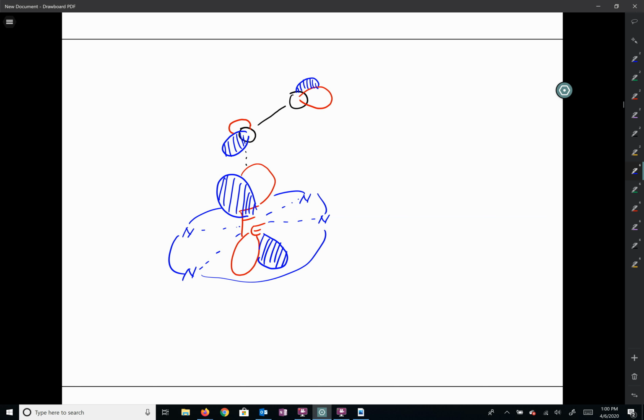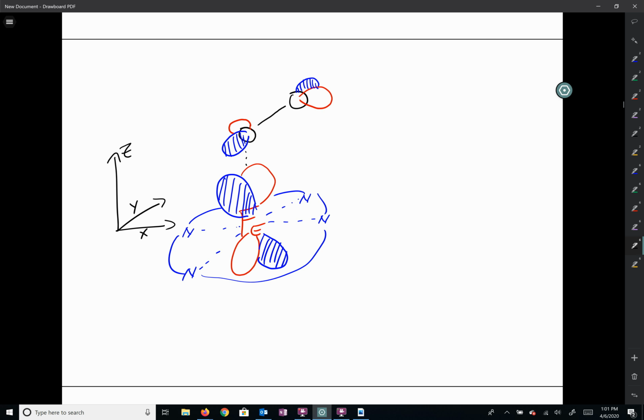Okay, so let me see if I can break this down a bit. Just for our argument's sake, let's put in a Cartesian set of coordinates here, and we'll call this x and we'll call this y. So we are dealing with the yz orbital, although in theory we could swap the x and the y also.